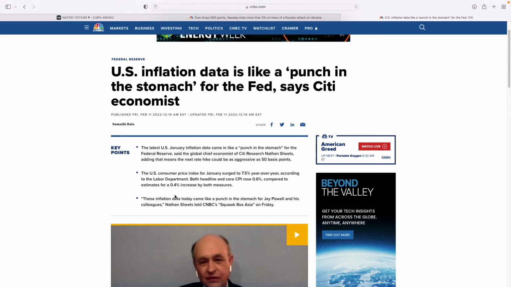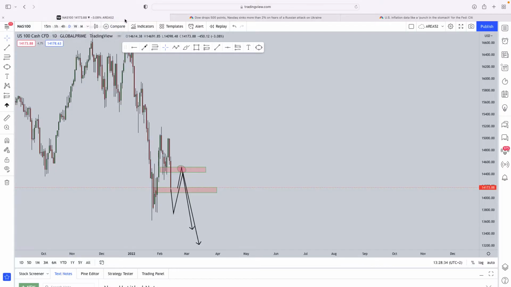So it was 0.2% higher than what investors were anticipating. "This inflation data today came like a punch in the stomach," says Mr. Powell and his people over there, Nathan Seeds told CNBC. Now, if you're wondering how the CPI, or how inflation, impacts the NASDAQ 100?